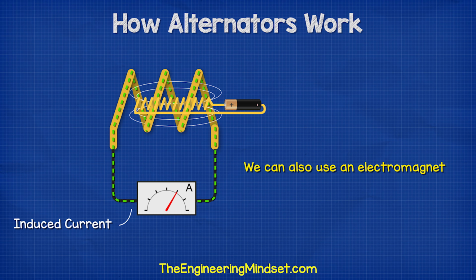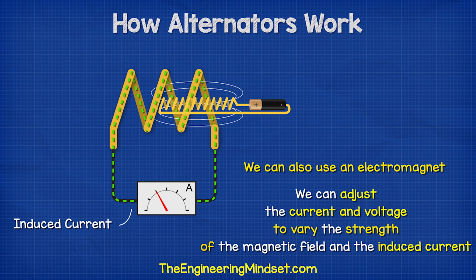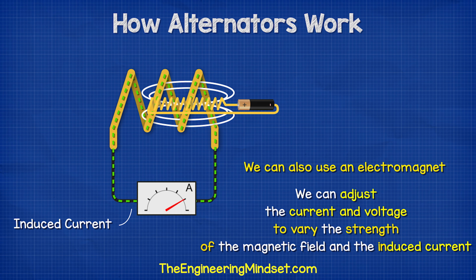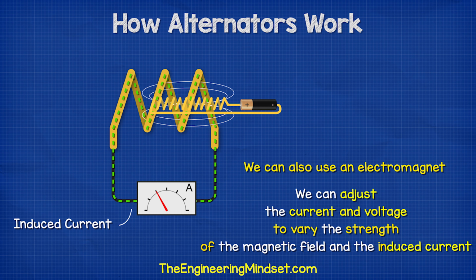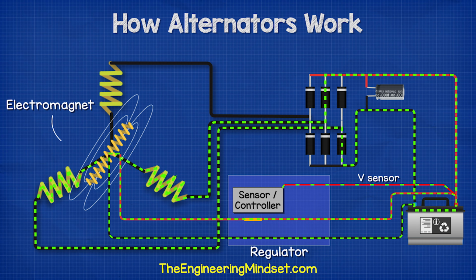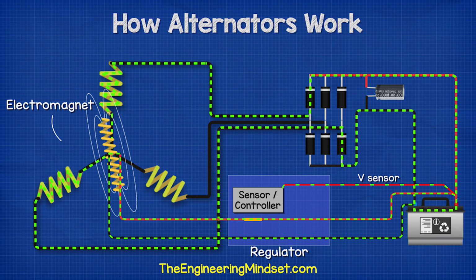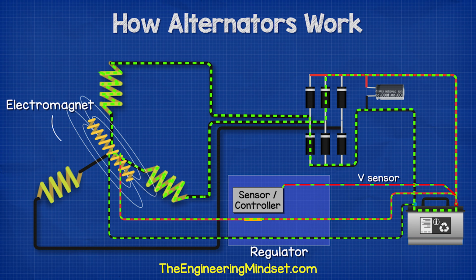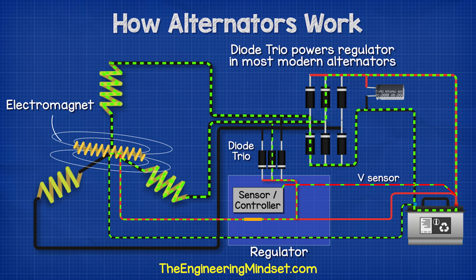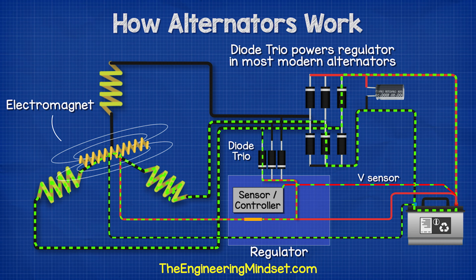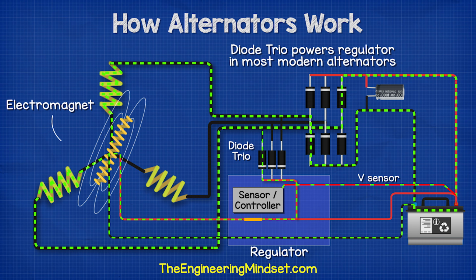If you remember, we saw that by using an electromagnet, we can increase or decrease the electromagnetic field strength by varying the voltage. And by varying the strength of the magnet, we can vary the voltage and current generated in the coil. That's why the alternator uses an electromagnet, so that it can control the output. The car battery powers the electromagnet, although most modern alternators will use a diode trio, which converts the alternating current of the alternator into direct current and powers the electromagnet via a voltage regulator once the alternator is generating electricity.